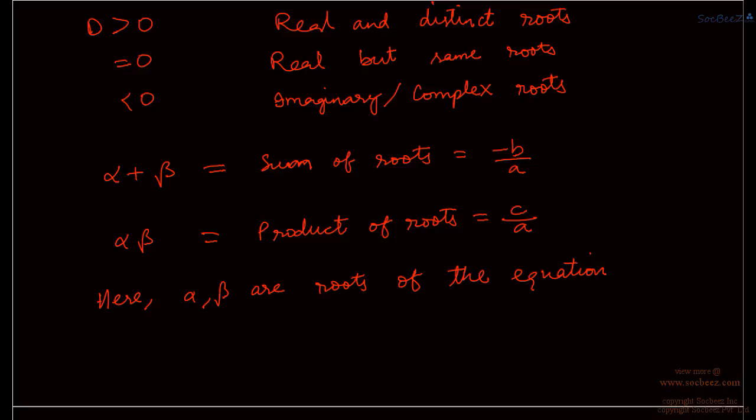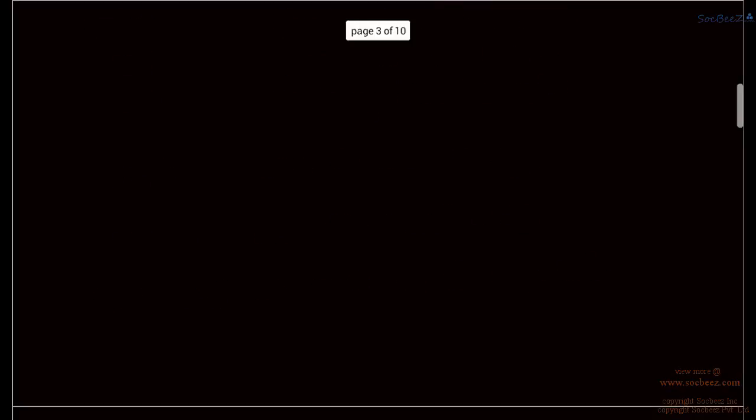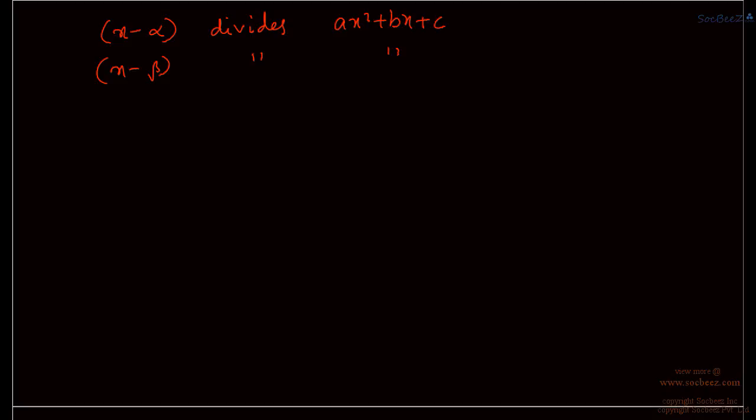Now since alpha and beta are the roots of the equation, alpha is a root if x minus alpha divides our quadratic expression ax square plus bx plus c. Similarly, x minus beta also divides the same expression. Hence, ax square plus bx plus c can be written as a into x minus alpha into x minus beta, where alpha and beta are the roots of the equation.